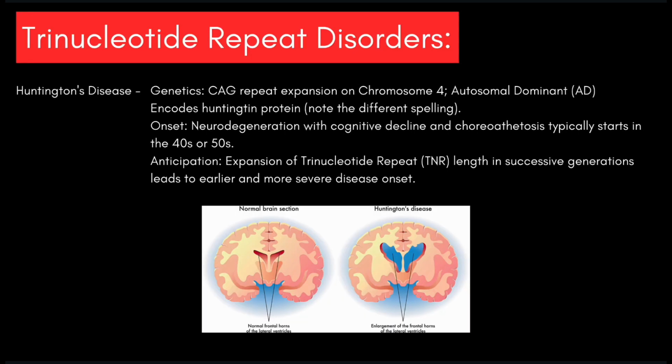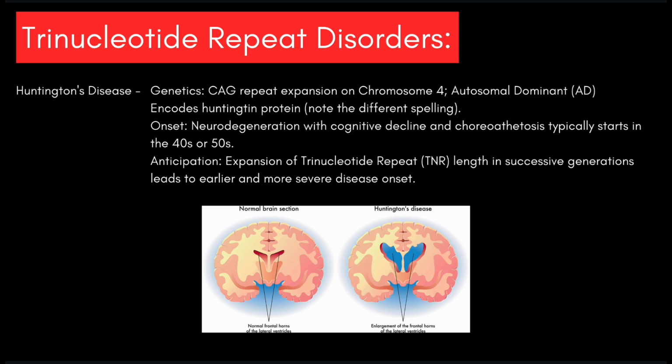I'd like to start off today by talking about trinucleotide repeat disorders with you guys. And the first one we'll be talking about is Huntington's disease. The main genetics that underlie Huntington's disease are that it has a CAG codon repeat expansion on chromosome 4. It is inherited in an autosomal dominant fashion, and it encodes the huntingtin protein. Note the different spelling. Sometimes they might get you with that on a multiple choice question. So Huntington versus huntingtin protein.